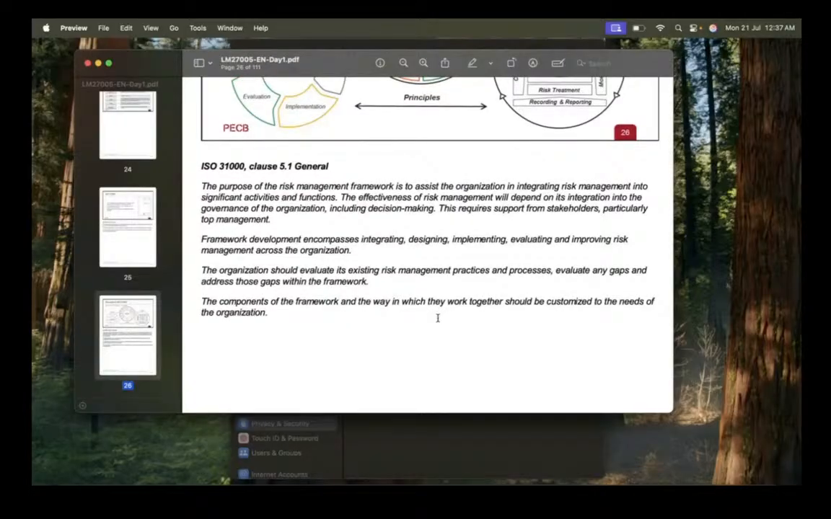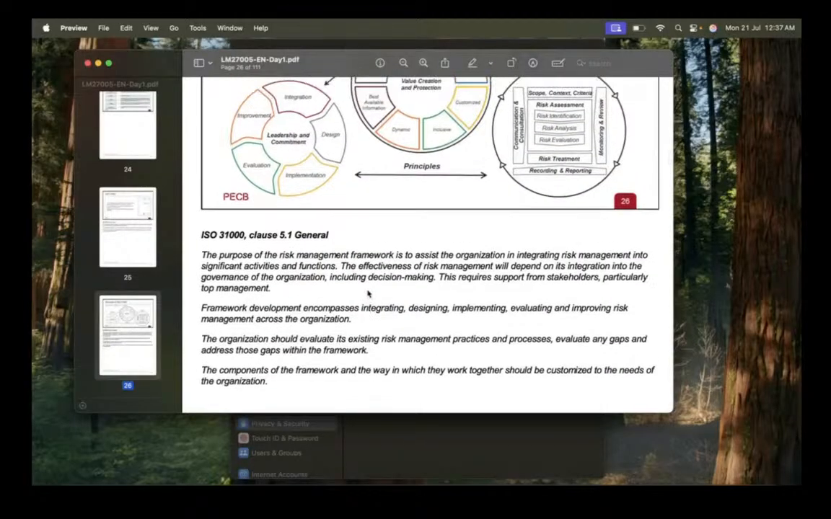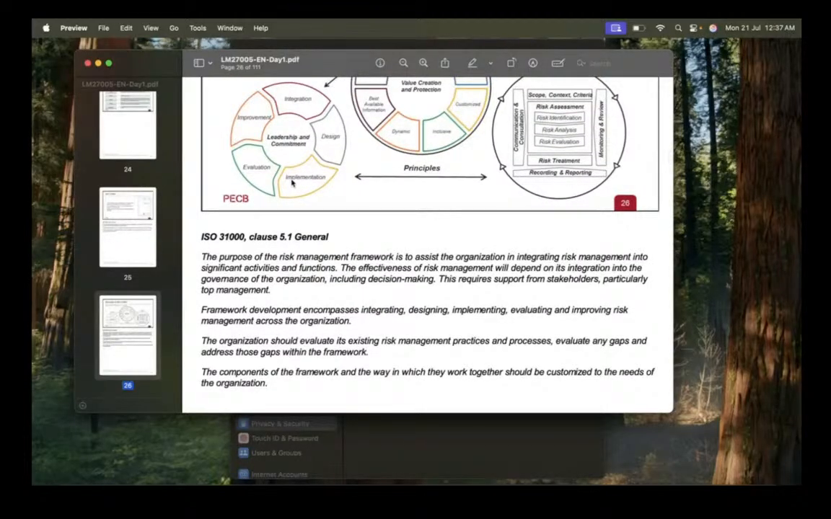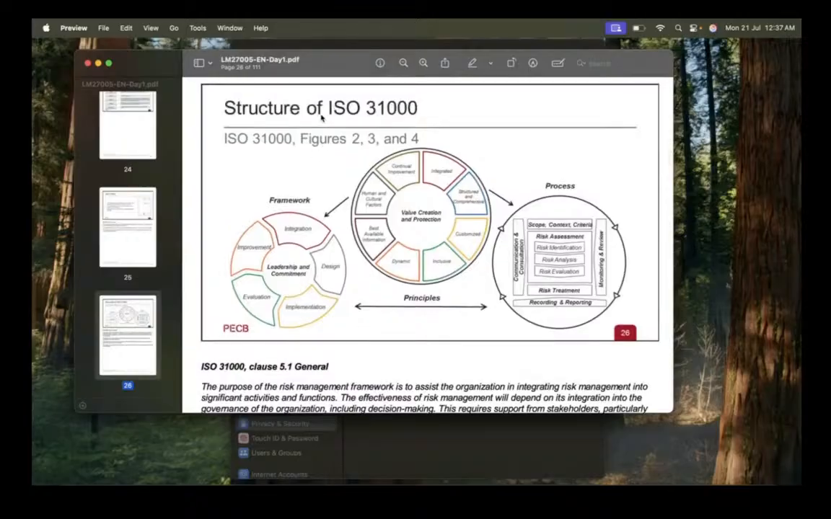Then, as you can see here, it says the organization should evaluate its existing risk management practices and processes. Also, it should evaluate if there are any gaps, and it should address those gaps within the framework. Here we have discussed implementation, evaluation, improvement. So this is basically the structure of the ISO 31000 framework.